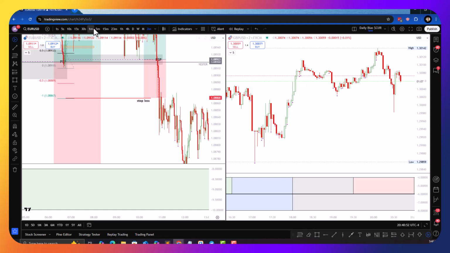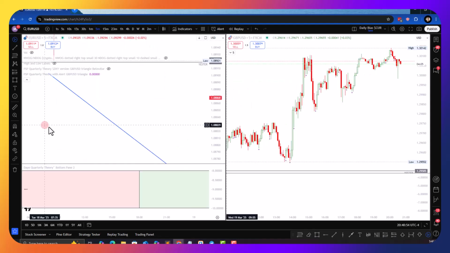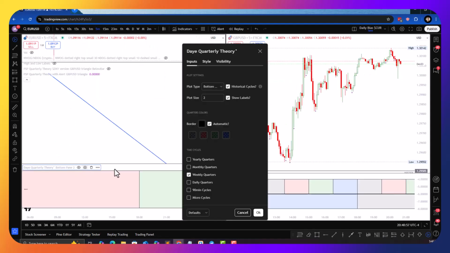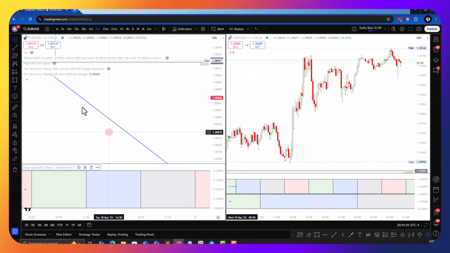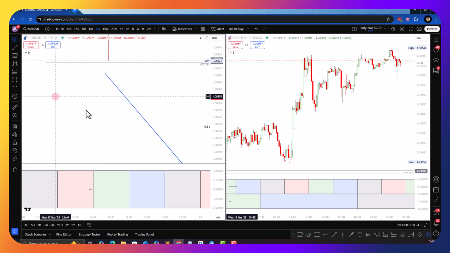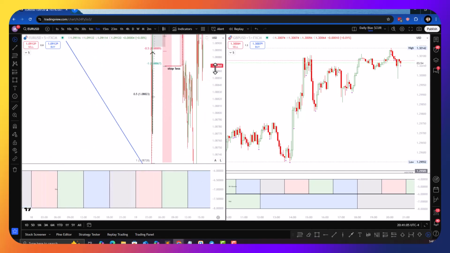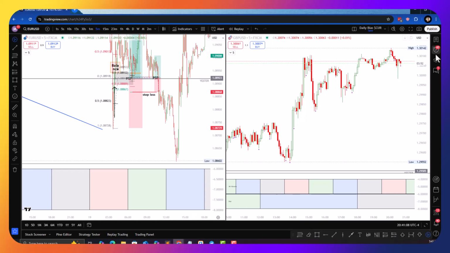Now, what happened later on in the day is that we had a daily cycle SSMT. When you have a weekly cycle and then follow with a lower time frame, that's called two-stage SSMT. So let's just clean this up a little bit.